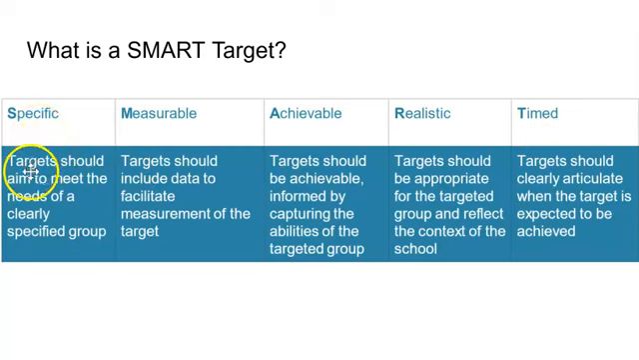Specific. Targets should aim to meet the needs of a clearly specified group. Measurable. Targets should include data to facilitate measurement of the target. Achievable. Targets should be achievable, informed by capturing the abilities of the targeted group. Realistic. Targets should be appropriate for the targeted group and reflect the context of the school. Timed. Targets should clearly articulate when the target is expected to be achieved.